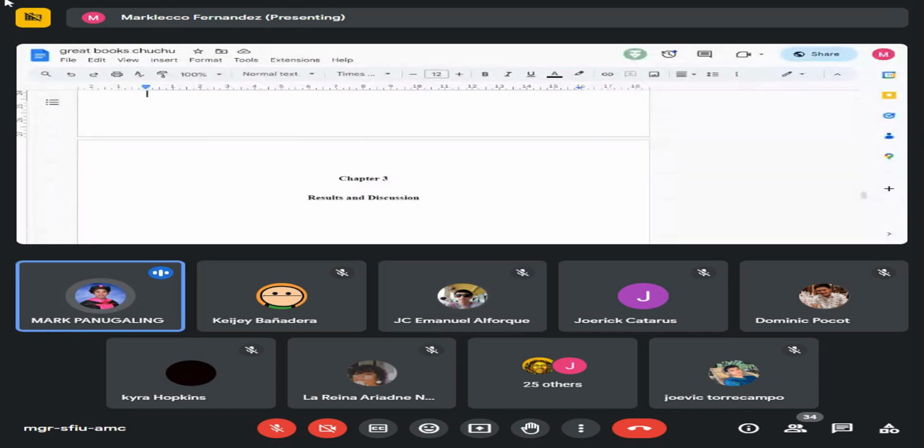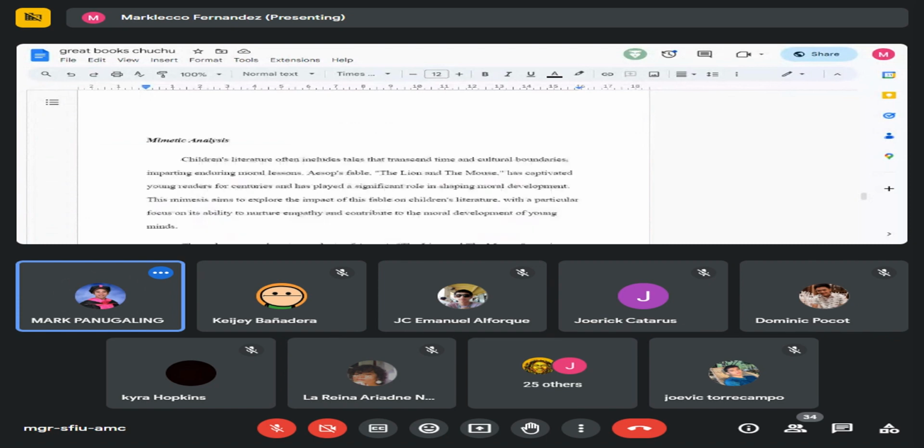Lower, results and discussion. This is now where you put your table. You have a lot of editing to do. Group number 1, lower, make it fast. We are smart. What's happening to him?